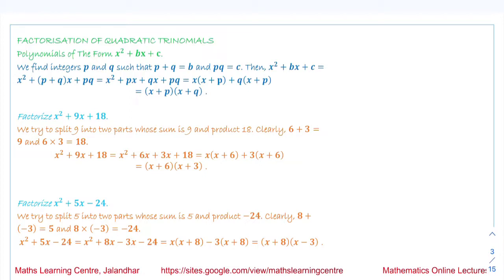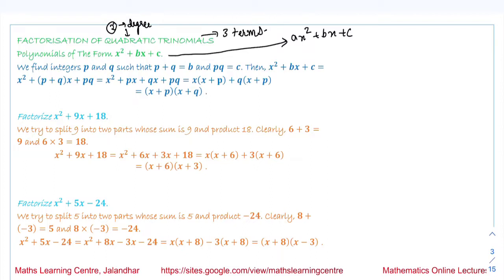Trinomial means it has three terms, and quadratic means the highest degree of the variable is 2. This is the highest degree and the number of terms is 3. The most general form is ax square plus bx plus c, but over here we are restricted to the form where a is equal to 1, so we have x square plus bx plus c.